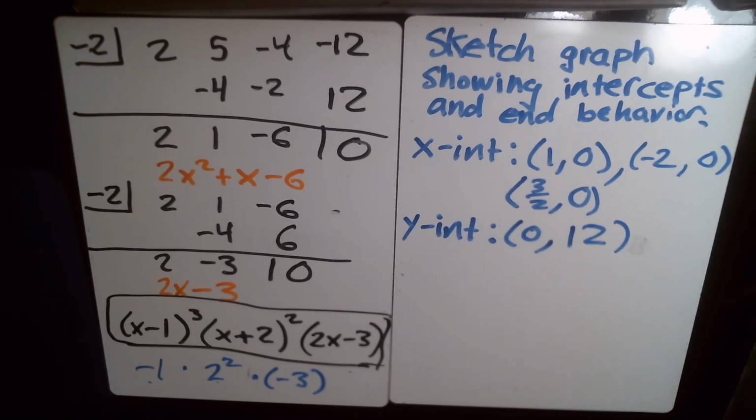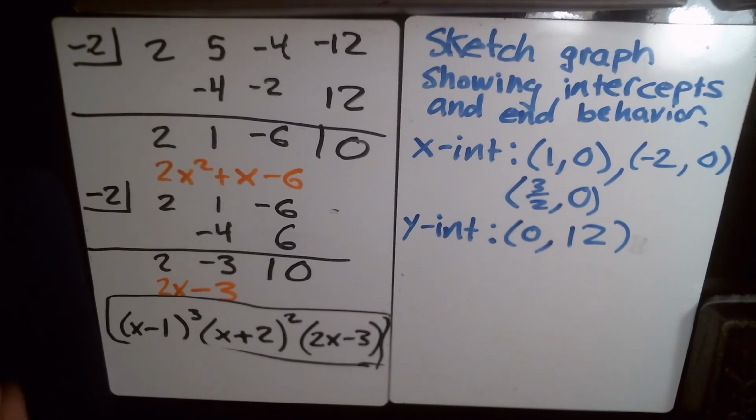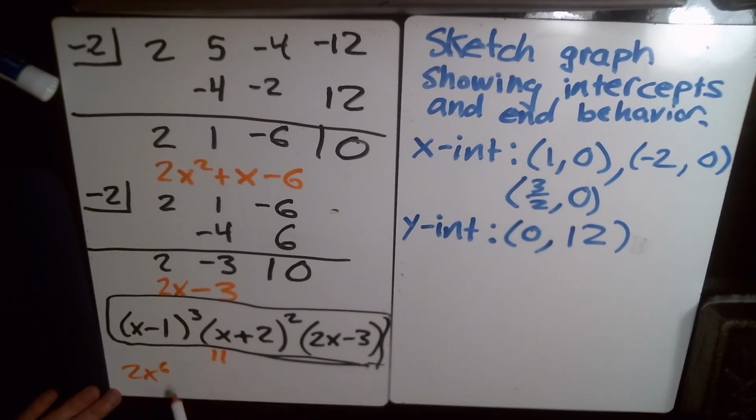Okay. The end behavior of this graph, let's look at our original equation before we had it all factored out. This was the same thing as 2x to the 6th minus x to the 5th minus 13x to the 4th plus 13. You don't need all this. Anyway, it kept going. Okay.